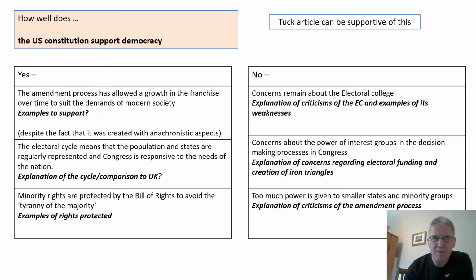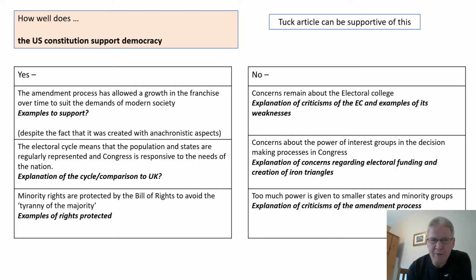Okay, so if we look at a particular issue about the Constitution, such as how well does the US Constitution support democracy, you need to have arguments for and against this. As you can see here, we have arguments in favour and arguments against. If we look at the arguments in favour, you can see that I've raised the issue about the amendment process, allowing a growth in the franchise over time. What you'd need to be able to do is illustrate that by giving examples of how different groups have gained the vote over the 250 years that the Constitution has been in place.